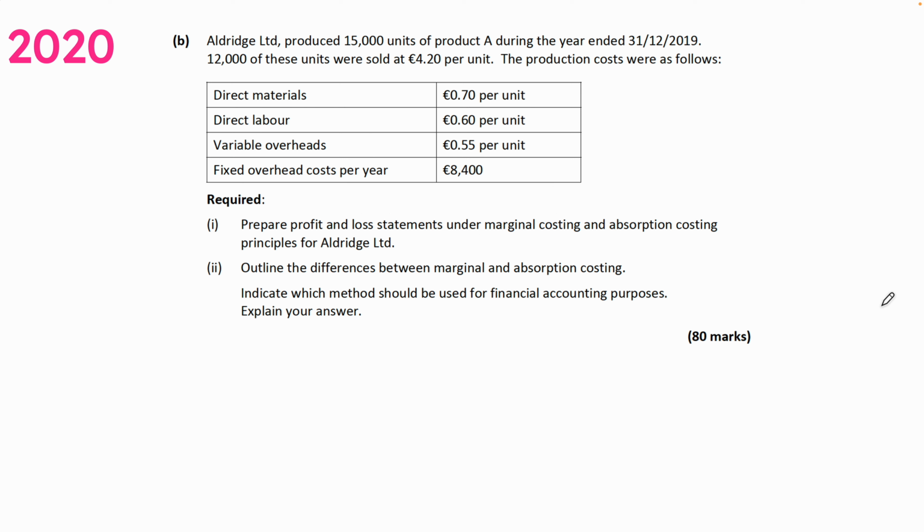Okay, what's required here? So part 1, prepare profit and loss statements under marginal costing and absorption costing principles for Aldridge Limited. And part 2, outline the differences between marginal and absorption costing. Indicate which method should be used for financial accounting purposes and explain your answer. Okay, so marginal costing, we've just seen what happens there.